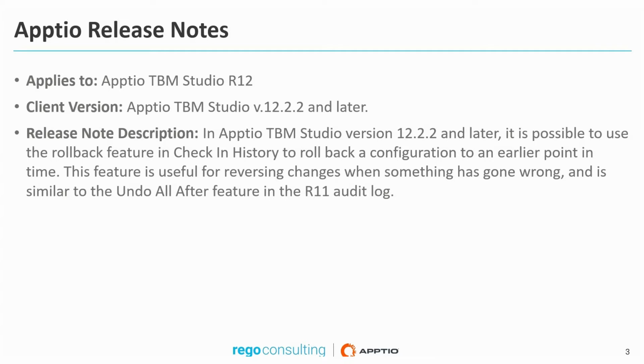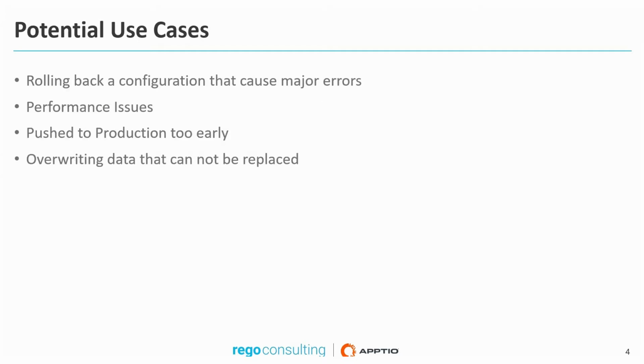Some of the quick notes of that update is that it allows you to revert or roll back check-ins using the check-in history. This mimics the feature of undo all that was in R11 in the audit log. Some of the potential use cases that we see a lot of our clients use this feature for, the most common is just rolling back a configuration that caused major errors.